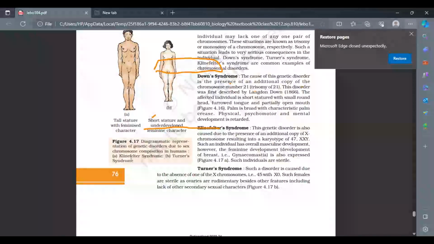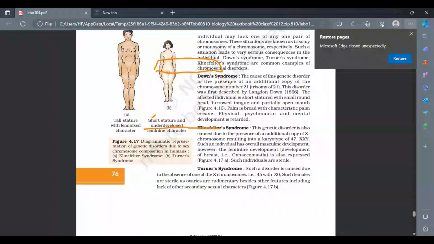Such people are very short-heighted. They have a short, round neck, a furrowed tongue, and their mouth is slightly open. And the important thing is that these people have some kind of mental retardation also. They have some psychomotor retardation, and some kind of physical retardation is also there. So Down syndrome leads to multiple factors. That is why we use the word syndrome for it. How is it produced? The trisomy of the 21st chromosome means an additional copy of the 21st chromosome is present, and that leads to all these abnormalities, okay?